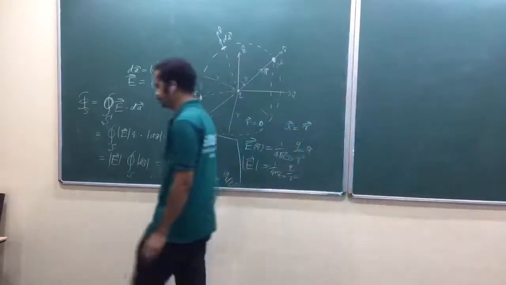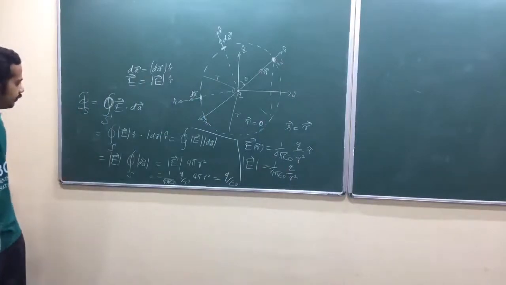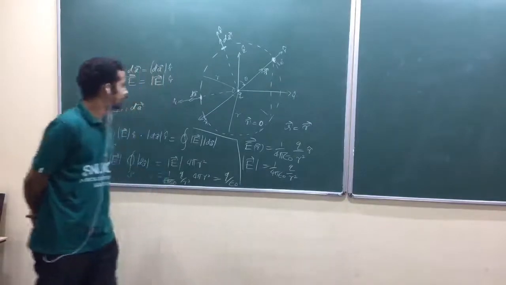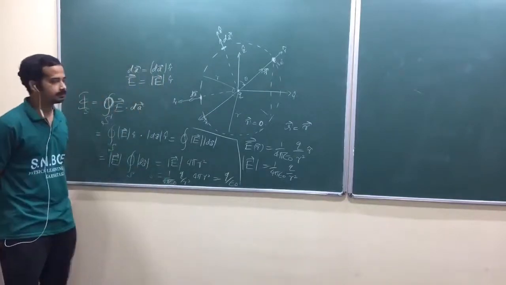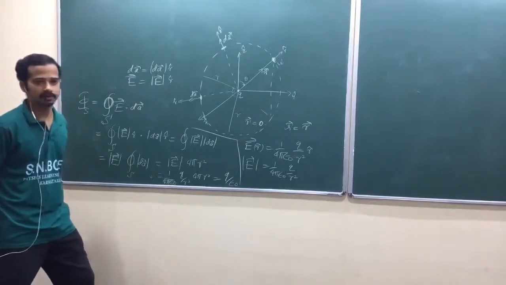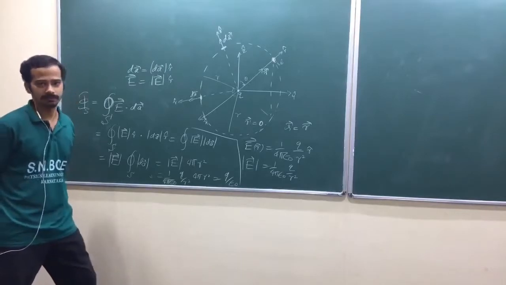Total flux through that surface area, through the closed spherical surface area, is equal to q by epsilon naught, isn't it? Now our idea is to generalize this one.